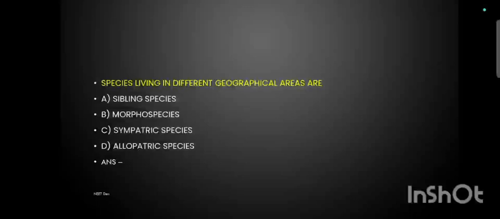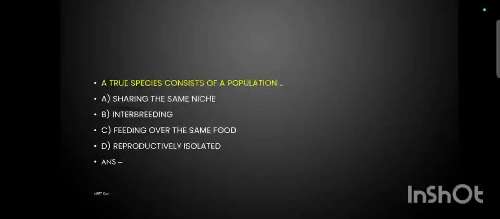Question: species living in different geographical areas are A. sibling species, B. morpho species, C. sympatric species, D. allopatric species. So the correct answer here is allopatric species. Question: a true species consists of a population A. sharing the same niche, B. interbreeding, C. feeding over the same food, D. reproductively isolated. Here the answer is interbreeding.